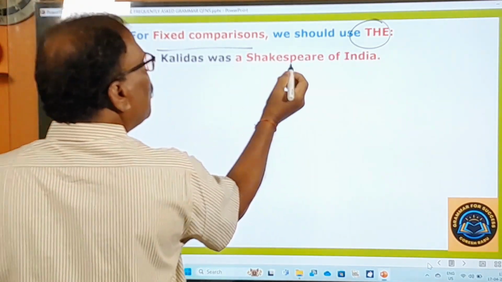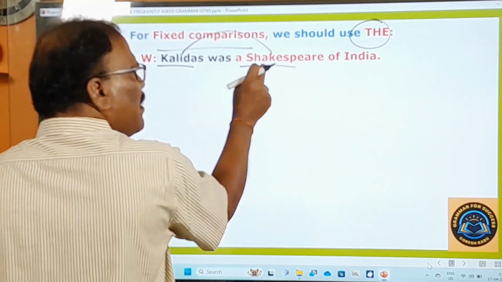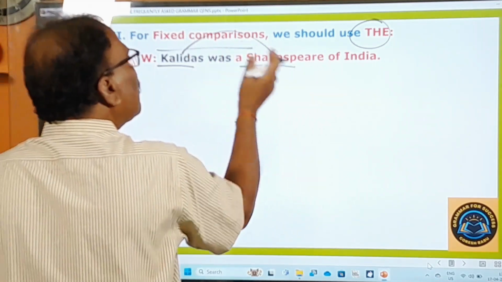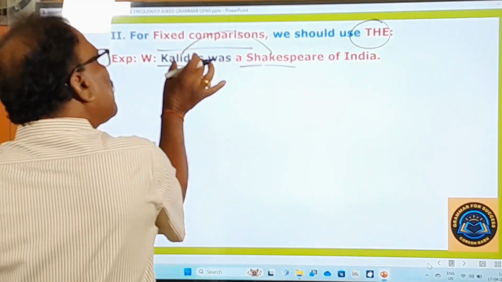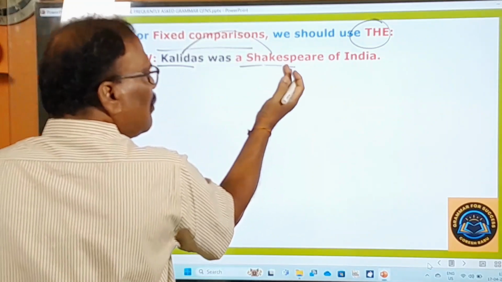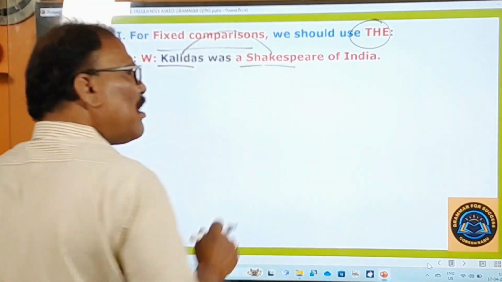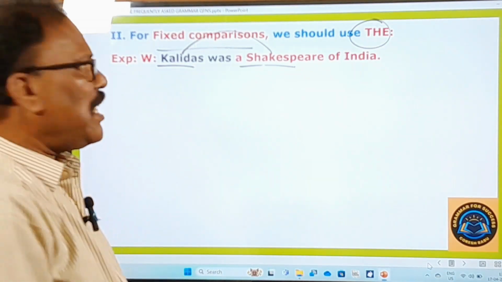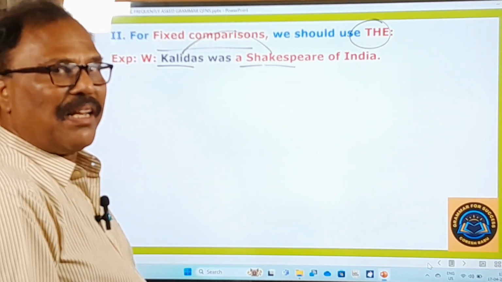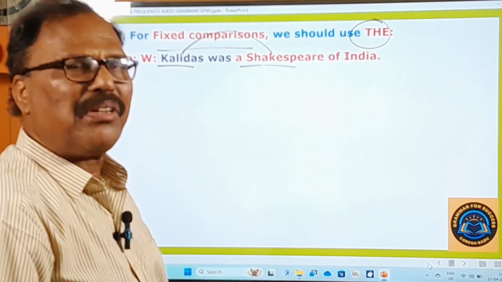Let's look at this. Kalidas was a Shakespeare of India. So here you are comparing Kalidas with Shakespeare. It is a fixed comparison. You cannot say Nannaya was a Shakespeare or Tikkana was Shakespeare. You cannot say that. This can be applied only to this person. Kalidasa was well compared with Shakespeare because Kalidasa was a great Sanskrit dramatist, and Shakespeare was also a great English dramatist. That's why the comparison between them is fixed. You cannot say Nannaya was the Shakespeare or Tikkana was the Shakespeare, right?